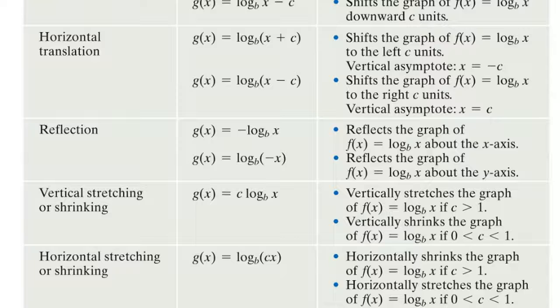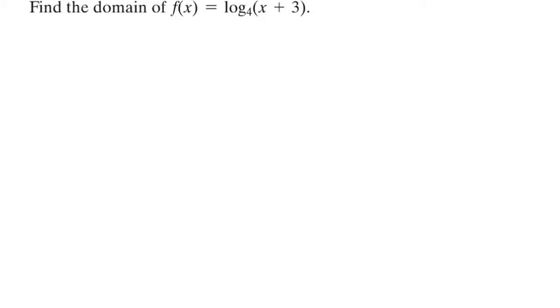A constant multiplied in front creates a vertical stretch. If it's bigger than 1, it creates a shrink, or a compression, if it's between 0 and 1. And if it's inside, that 1 over b value, then if it's greater than 1, it's a compression. If it's between 0 and 1, it stretches.